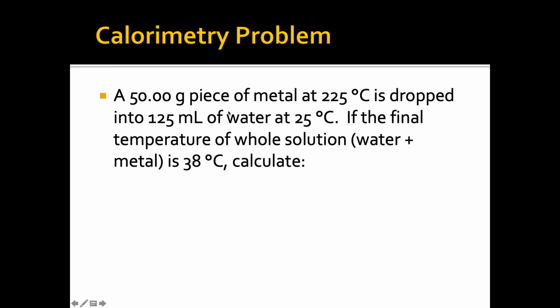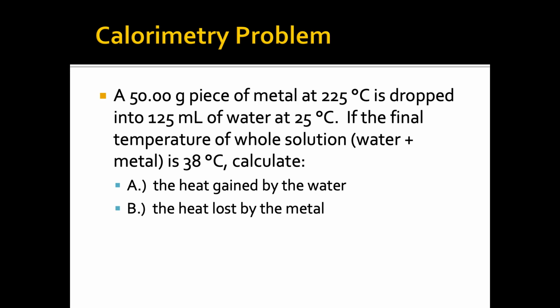We have a 50-gram piece of metal at 225 degrees, dropped into 125 milliliters of water at 25, and we're told that the temperature of the entire solution, the metal and the water, at the end of everything is 38 degrees, a final temperature for all of it. It wants us to calculate the heat that the water is gaining in this process, the heat that the metal is losing, and then the specific heat capacity of the metal. And really, these are the steps that your lab also has you walk through for a lot of the things that you were doing back before break.